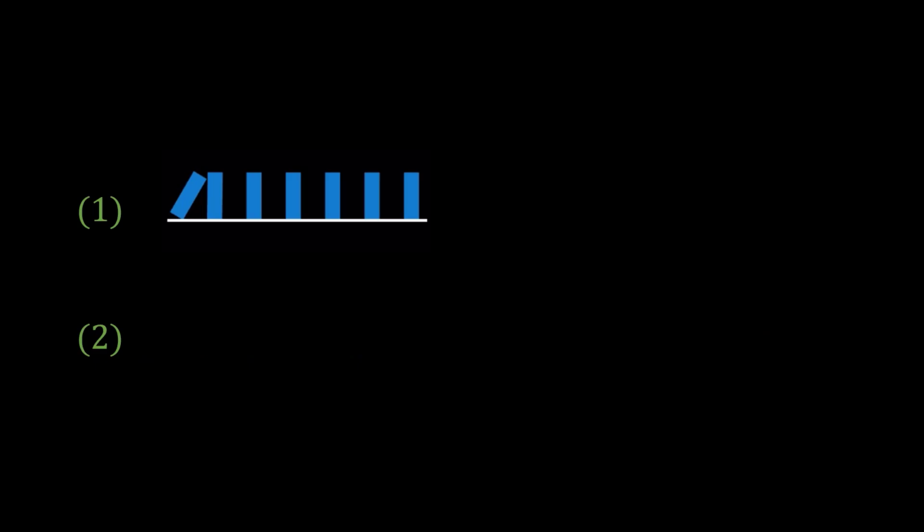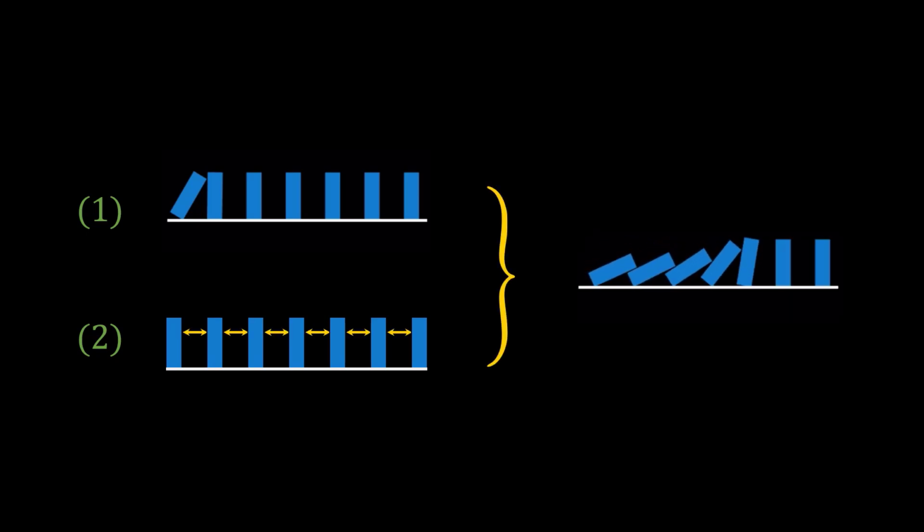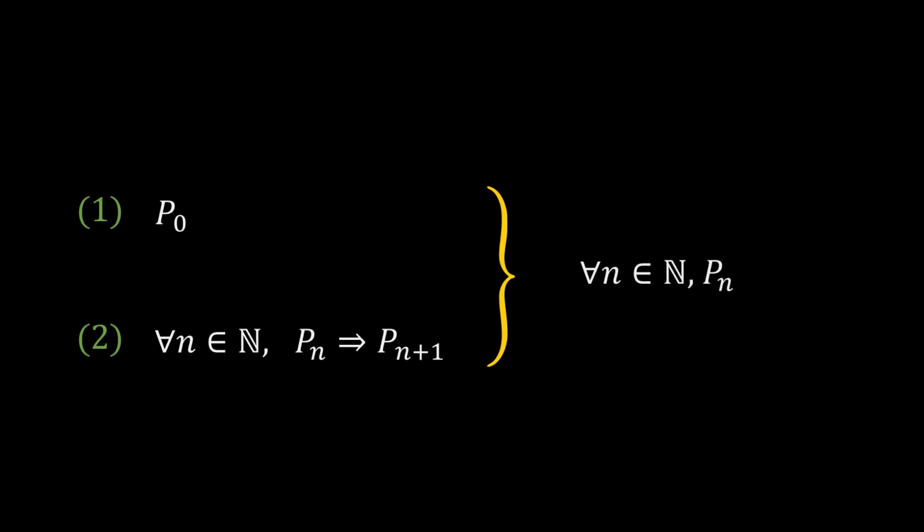If the first tile falls and the distance between the tiles is small, then all the tiles fall. Or, more formally, P0 and "for all n in N, Pn implies Pn+1" together imply that for all n in N, Pn.